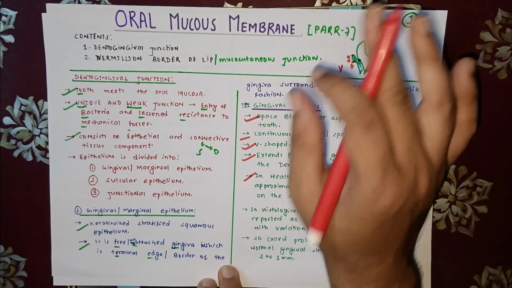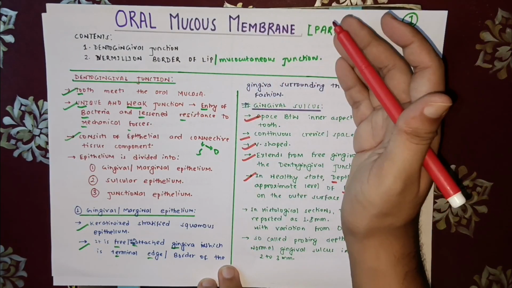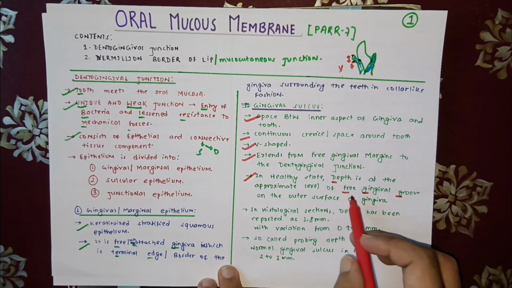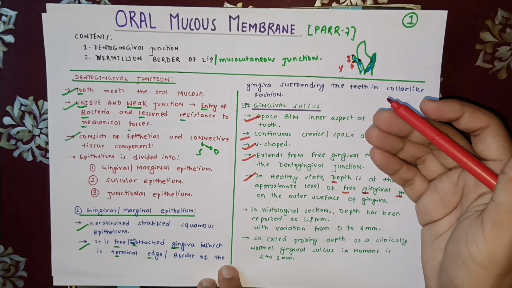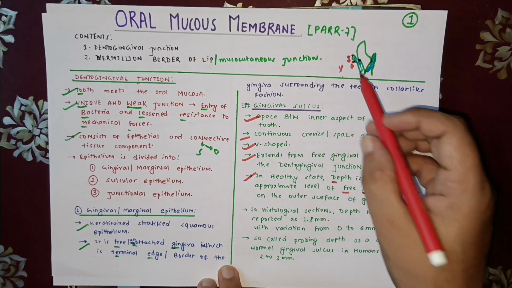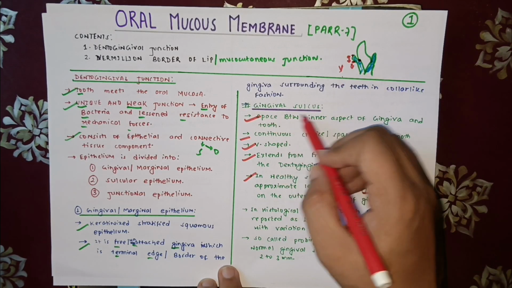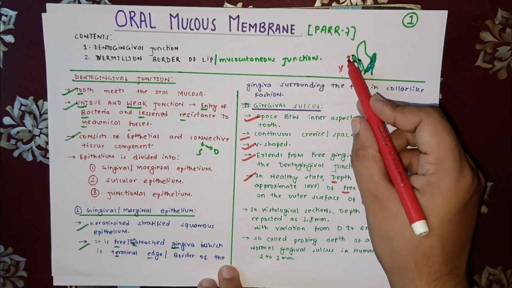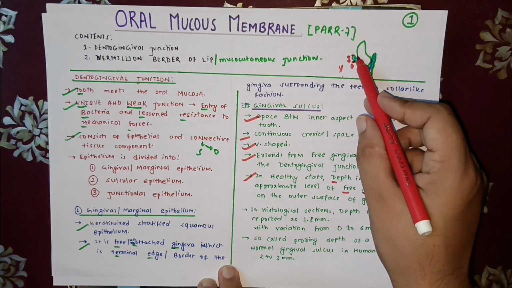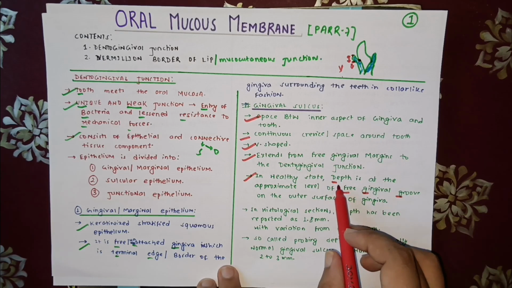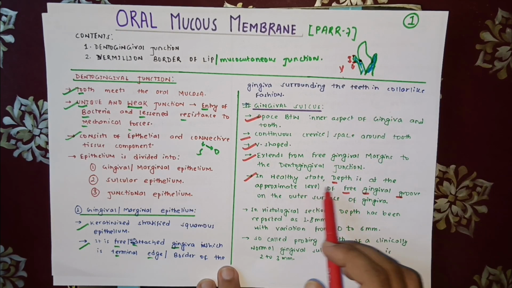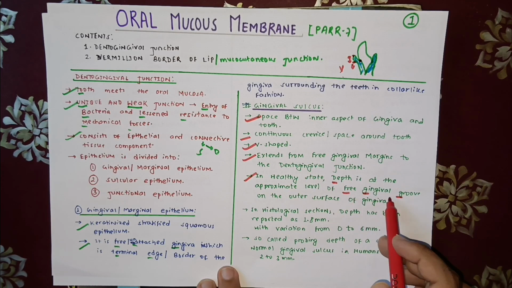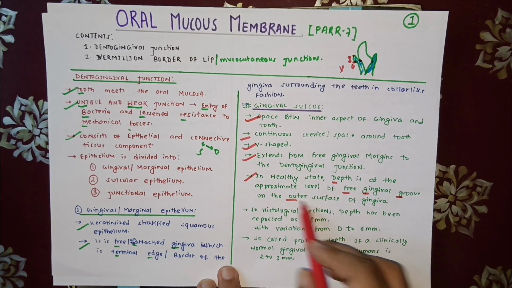I think you are getting it. Between the free gingiva and attached gingiva we have a groove, and that is the free gingival groove or the gingival groove. This free gingival groove is related to the depth of the gingival sulcus, meaning this depth is equal to the gingival sulcus depth. That is clear now, I think. So in a healthy state, the depth is at the approximate level of the free gingival groove on the outer surface of the gingiva.